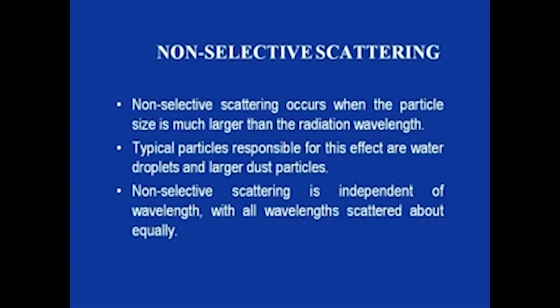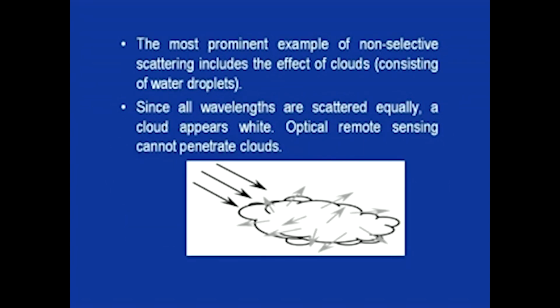The third type of scattering which may take place is the non-selective. Non-selective scattering occurs when the particle size is much larger than the radiation wavelength. The typical particles responsible for this effect are water droplets and larger dust particles. Non-selective scattering is independent of the wavelength, with all wavelengths scattered about equally.